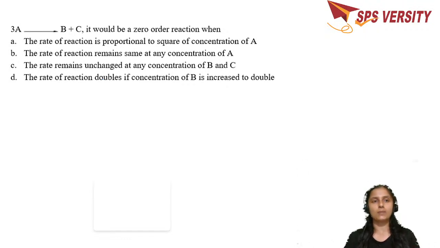3A gives rise to B plus C. It would be a zero order reaction. The rate of the reaction is proportional to square of concentration of A. The rate of the reaction remains same at any concentration of A. The rate remains unchanged at any concentration of B and C. The rate of the reaction doubles if the concentration of B is increased to double.